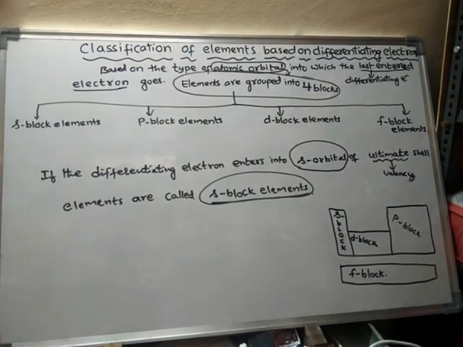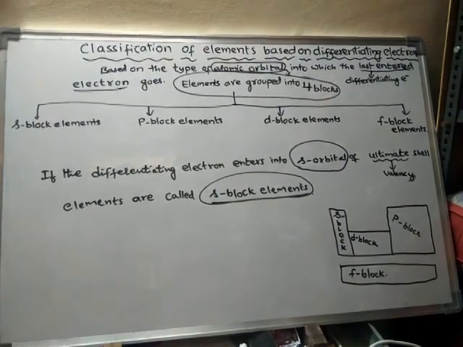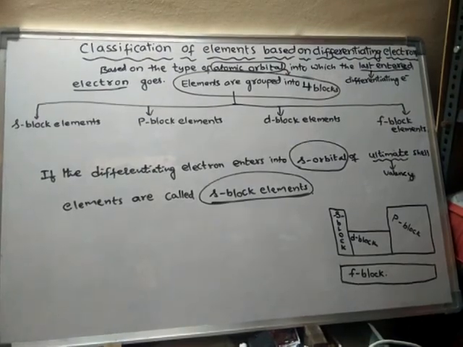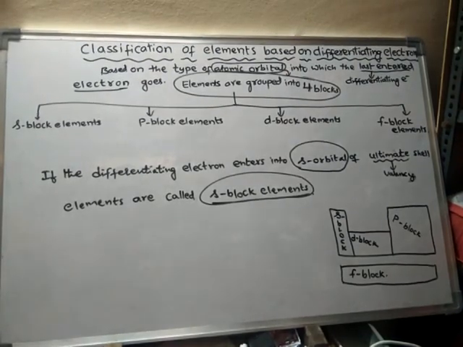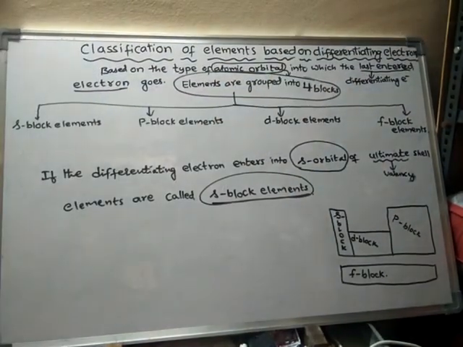One group is inert gases, another group of elements is representative elements, the third group of elements are known as transitional elements, and the fourth group of elements are known as inner transitional elements. Now we are learning about the classification of elements based on differentiating electron.